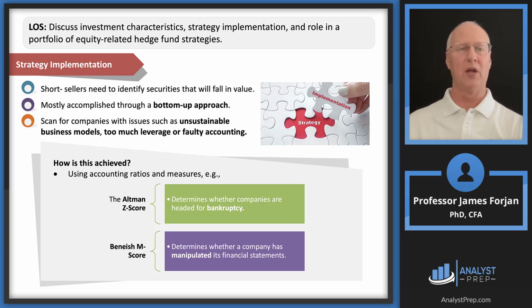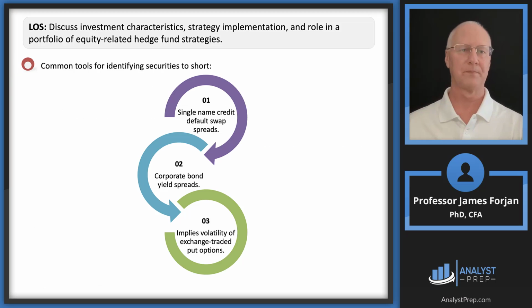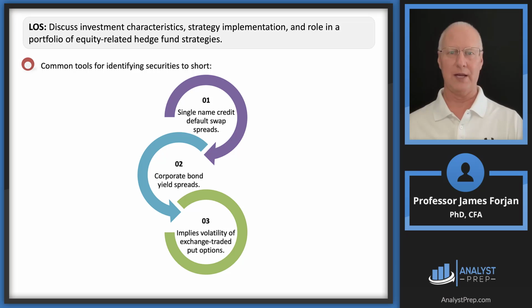So Procter & Gamble and Johnson & Johnson, they would probably have an M-score of a -2, but I think Enron had a score of like a +2 or something like that. Here's just a quick slide here. Common tools we can use to identify securities. Remember, this is the bottom up.